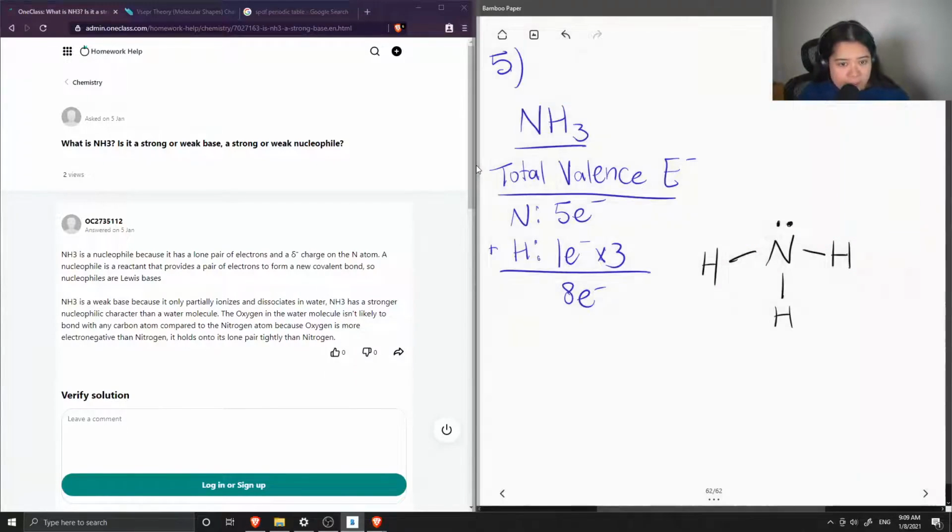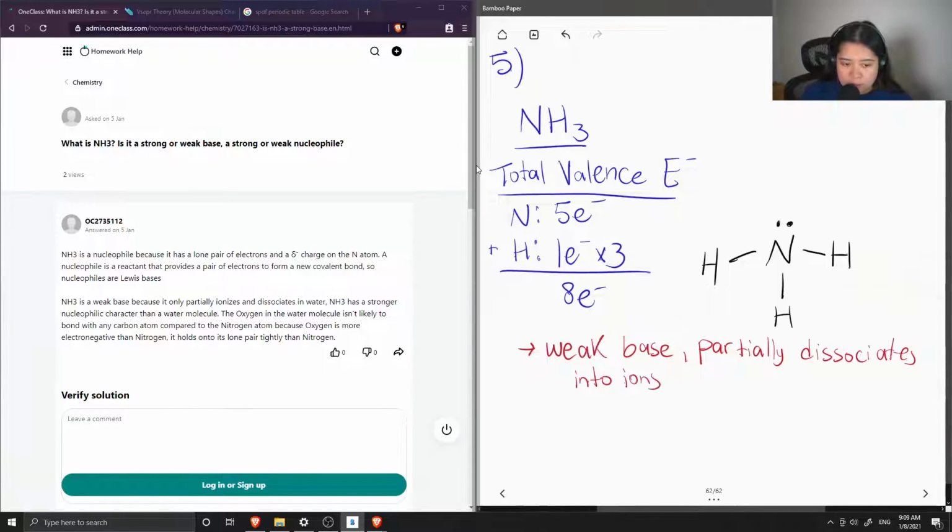So now back to the initial question, is it a strong or weak base, a strong or weak nucleophile? So in the case of NH3, NH3 is actually a weak base. So this means it only partially dissociates into its ions in solution.